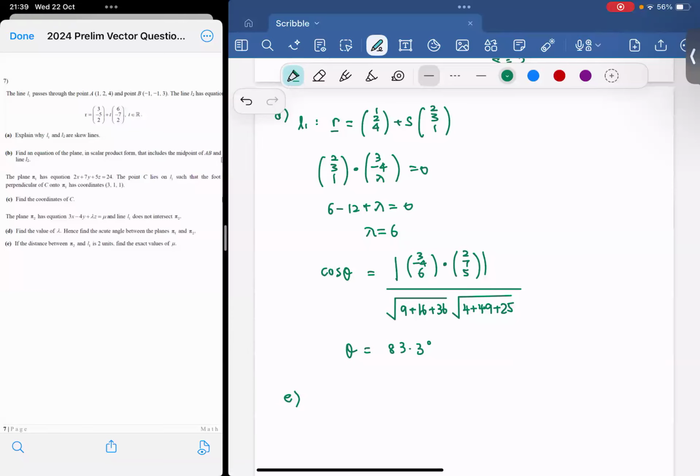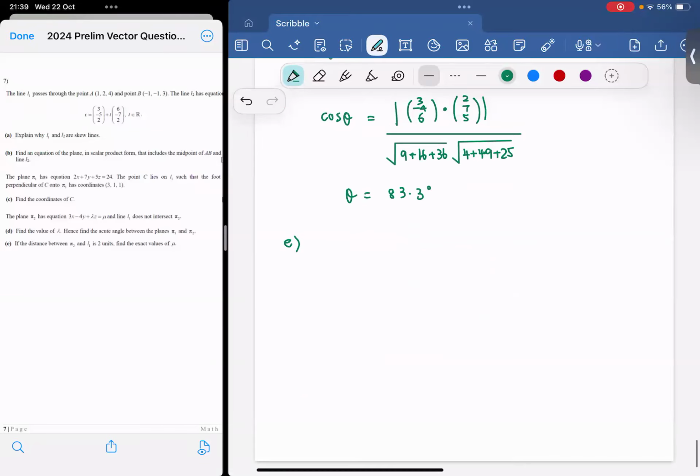Okay, part E. If the distance between the second plane and L1 is 2 units, find the exact value of mu. Okay, let me see. So L1 is this line. You know that L1 and the plane do not intersect, so they are parallel to each other.